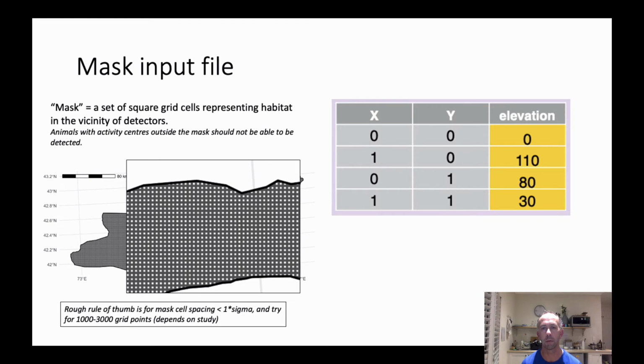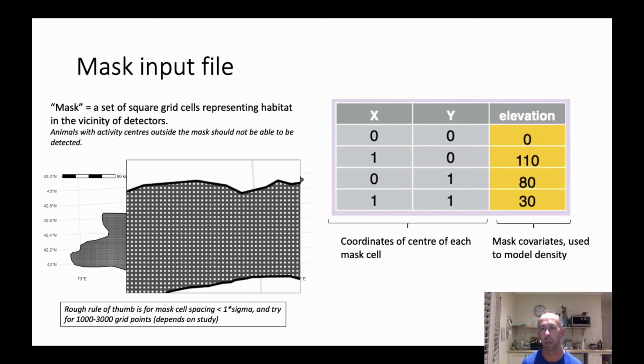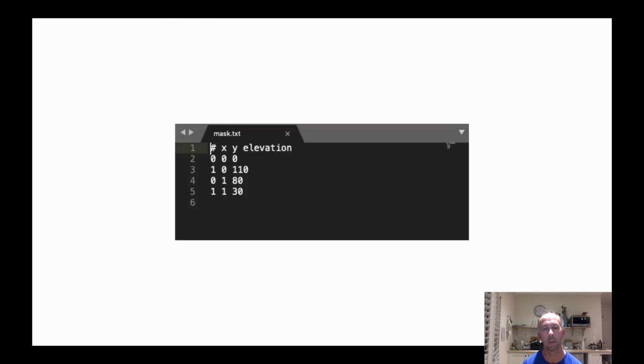So in terms of what a mask input file should look like, the first two columns of the mask input file contain the X and Y coordinates of the center of each of the mask cells. The remaining columns capture mask covariates, and these are usually used to model density. Again, the mask file can be saved as a text file, CSV, or Excel spreadsheet. If we use the text format, this is what it would look like.